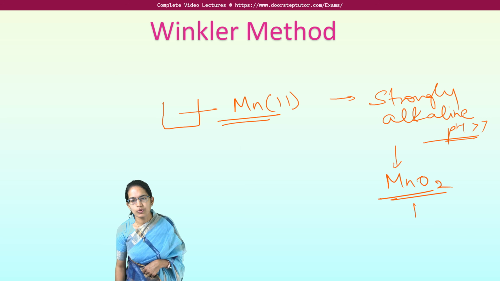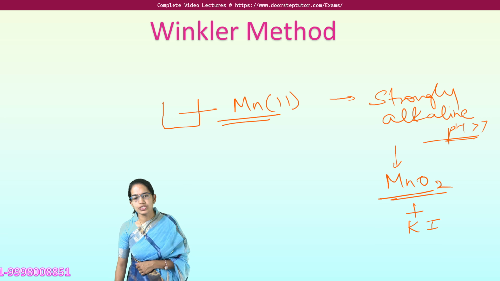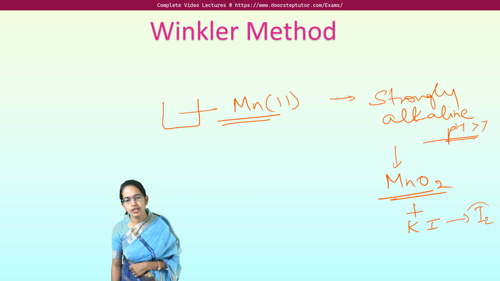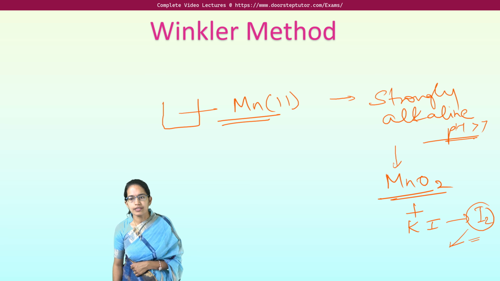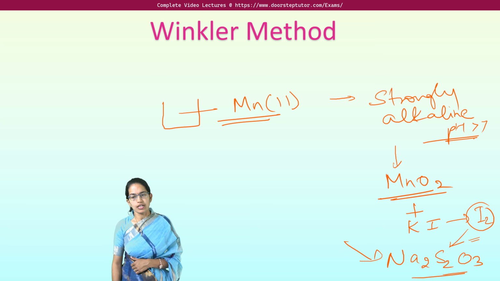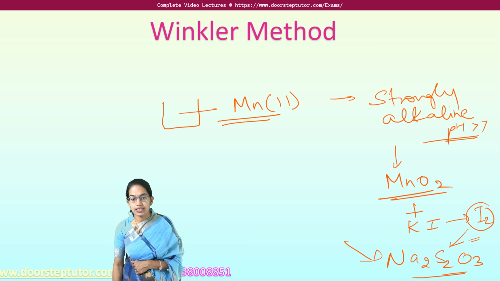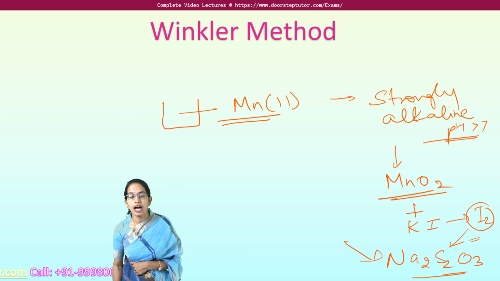Now this MnO2 can be reacted with potassium iodide in an acidic medium, which liberates the iodine. The iodine which is liberated is titrated with a hypo solution. This hypo solution is Na2S2O3, which is also known as sodium thiosulfate. Now the iodine is titrated with the hypo solution, also known as sodium thiosulfate.